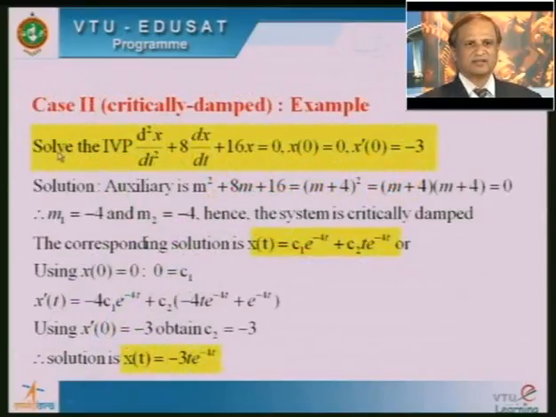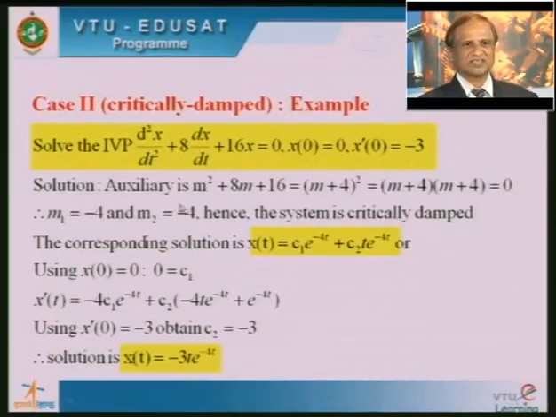Okay. We can solve one such example. It is given: solve the initial value problem d square x upon dt square plus 8 into dx by dt plus 16x is equal to 0. They have given x of 0 is equal to 0, x prime of 0 is equal to minus 3. Now, in the usual form, we can write this in symbolic form, replacing d by dt with capital D: capital D square x plus 8 capital D x plus 16x is equal to 0.